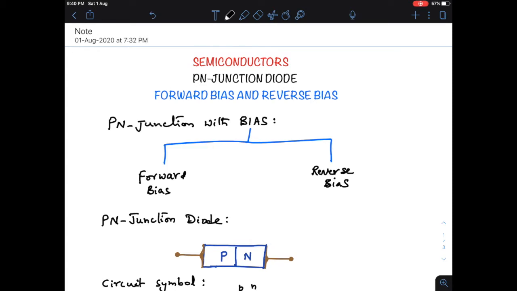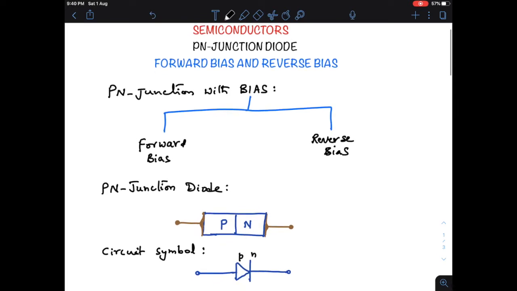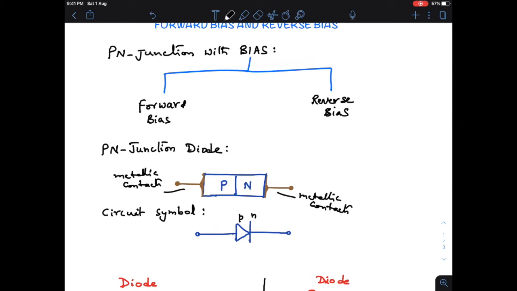Now, when you take a PN junction, if the metallic contacts are given, these are metallic contacts given to the P side and N side such that it can be connected to an external voltage that we call bias and can be used for establishing operating conditions for certain electronic devices.